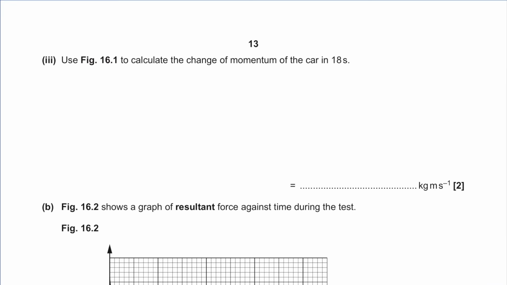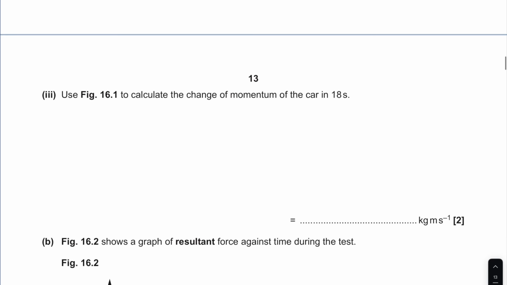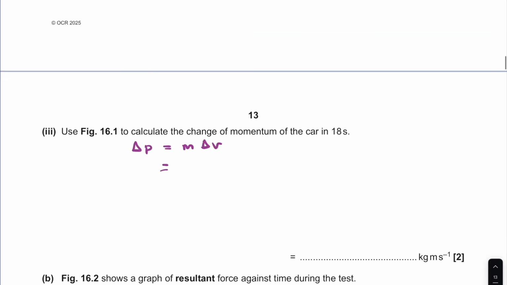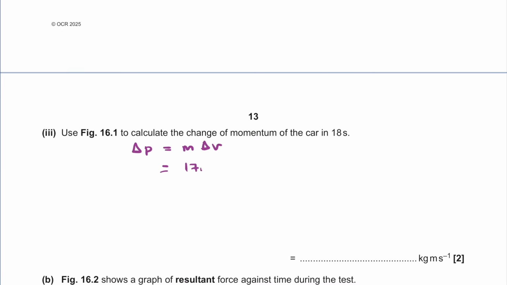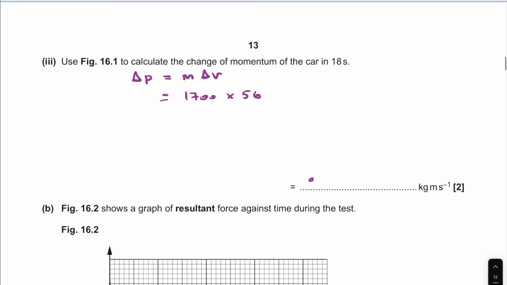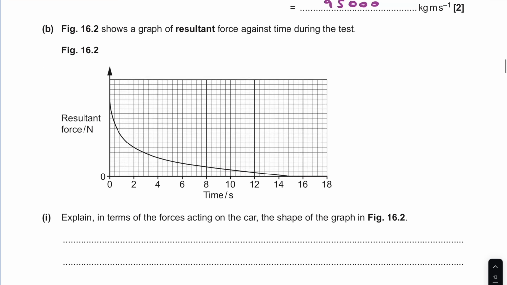Use figure 16.1 to calculate the change in momentum for the car in 18 seconds. So we know that change in momentum is mass times change in velocity. We need to consider the maximum velocity, which is 56 meters per second. The mass of the vehicle is 1700, so it'll be 1700 times 56, or 95,200. I am going to round that to two significant figures. Let's move on to part B.